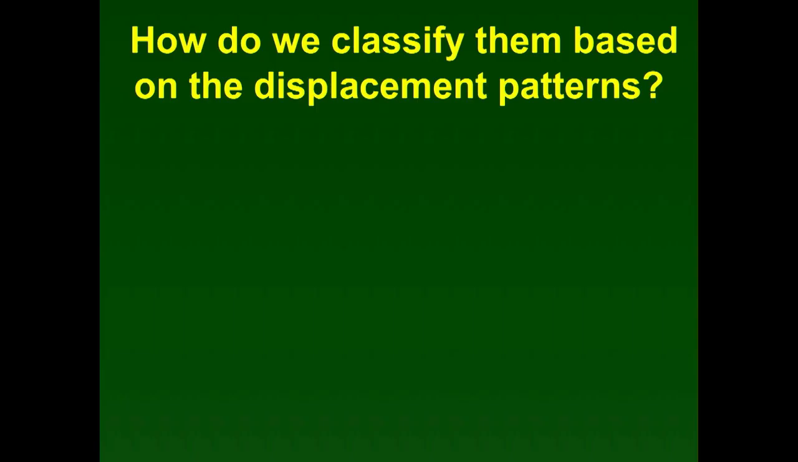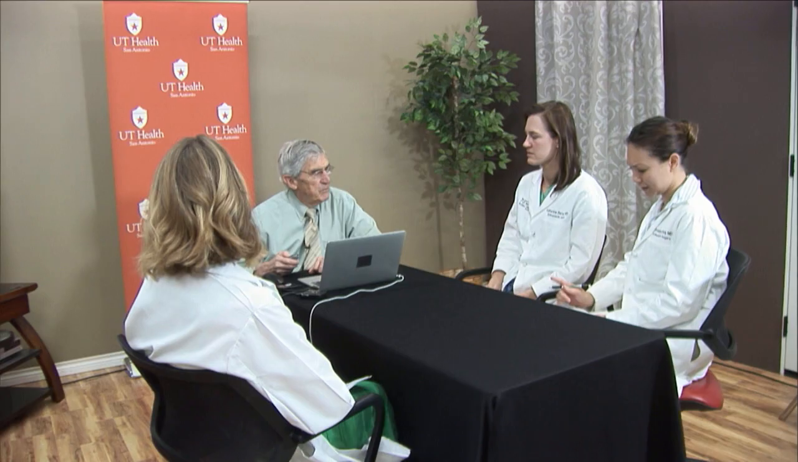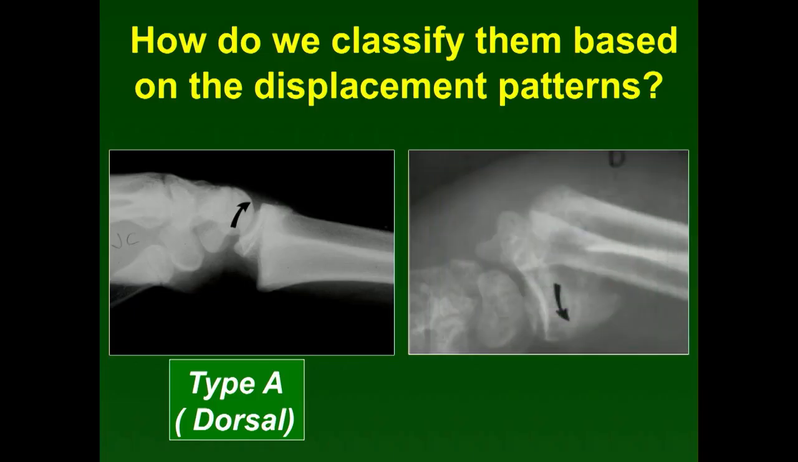What does tell you the treatment? There's another classification. The displacement. That's right. We do classify them based upon the displacement patterns. And so what's this one? Dorsal. And do we name it? Dorsal is A. Type A, that's correct. Okay, so what's this one? Type B. Yeah. Very good. You know your alphabet. You learned that in grade school, I guess.